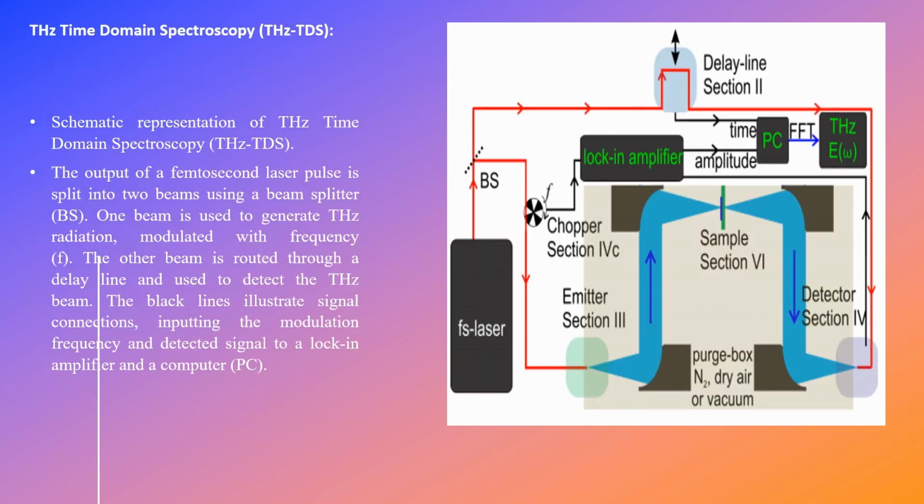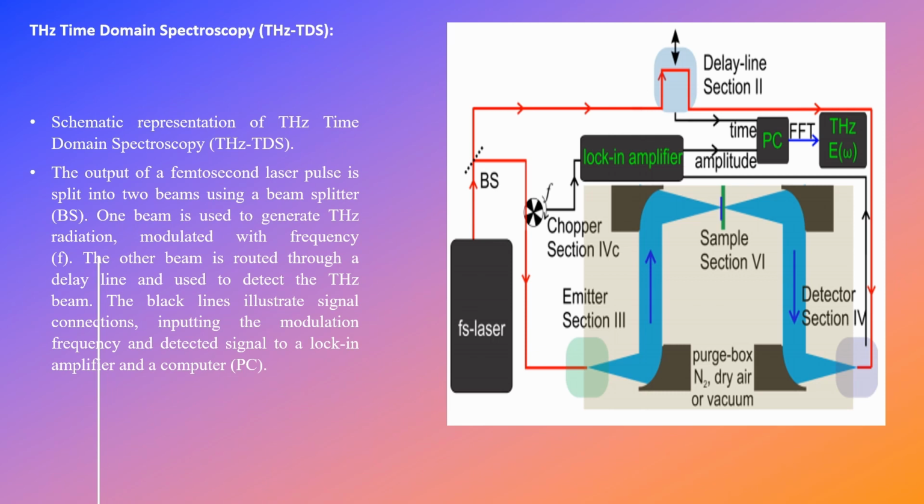The second setup is the terahertz time domain spectroscopy, or terahertz TDS system, which is quite commonly used in our laboratory. Here you see the schematic representation of the TDS system. The output of a femtosecond laser pulse is split into two beams by using a beam splitter, one as a pump signal and the second one as a probe signal. The pump signal is used to generate terahertz radiation, which is modulated with a frequency f, and the other beam is routed through a delay line and is used to detect the terahertz beam.